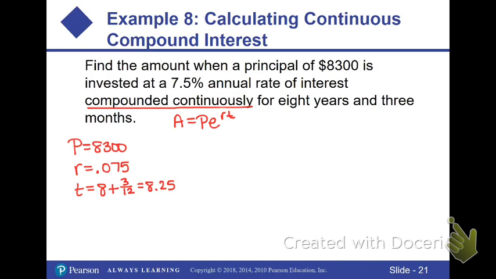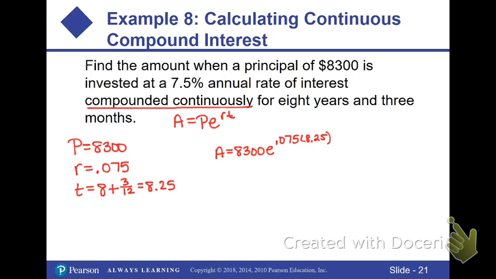All right, so then we're just going to plug it in our formula. We're after the amount, the ending amount. So A equals 8,300 e to the 0.075 times t, which is 8.25. So we can just plug this in our calculator and get our answer.